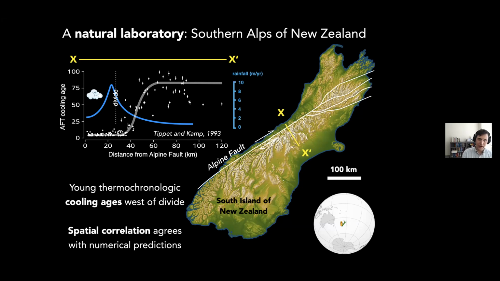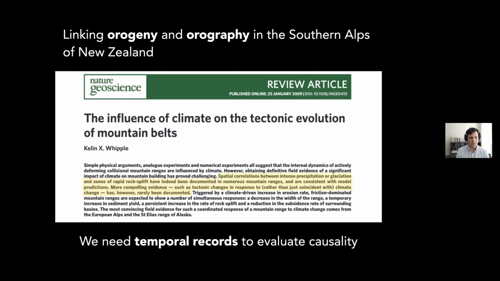But I would beg the question of whether a spatial correlation is in fact sufficient to really test the hypothesis that there is a climatic control on the exhumation of this orogeny or any orogeny. And I was inspired to go a little bit beyond this spatial comparison by a review paper in 2009 by Kelin Whipple called The Influence of Climate on the Tectonic Evolution of Mountain Belts.